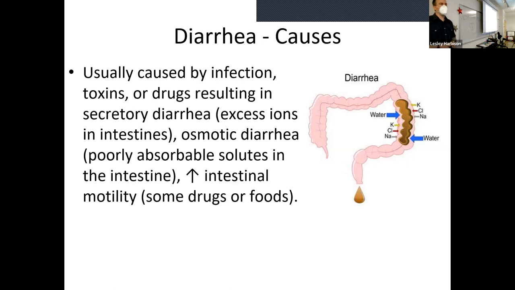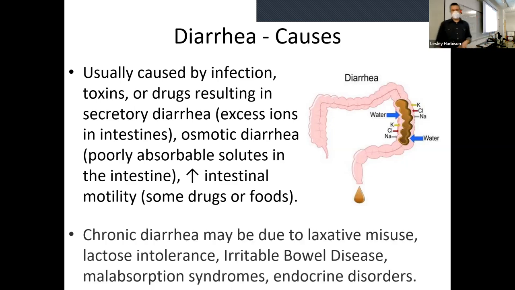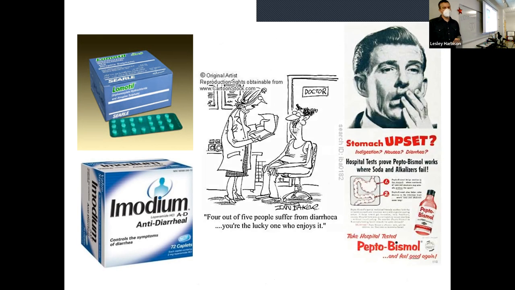With diarrhea, we've got the opposite problem of constipation. Things aren't moving through too slow, they're moving through too quick, or there's excessive fluid in the stool because of ions going into the stool that are pulling water with them. Drugs can contribute to this if they speed up the process of moving food through. You can get chronic diarrhea from laxative misuse, lactose intolerance, bowel disease, all kinds of issues. Lots of different things can cause diarrhea. There aren't a lot of options.